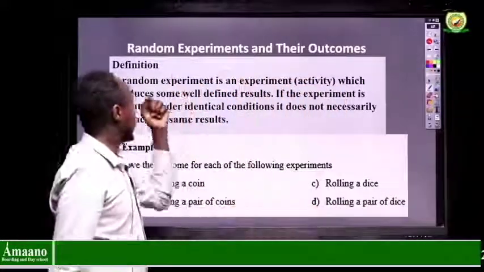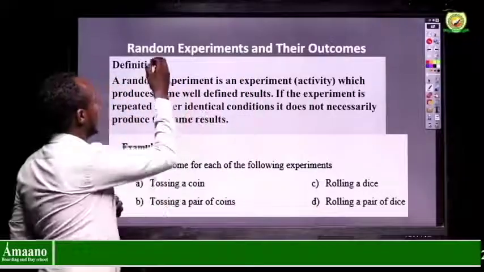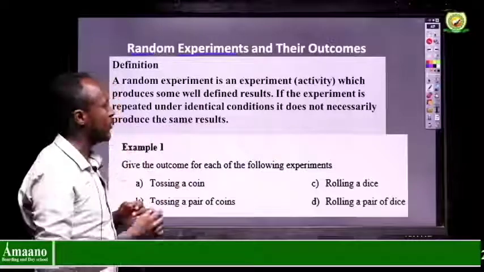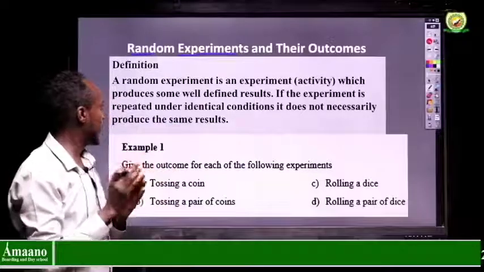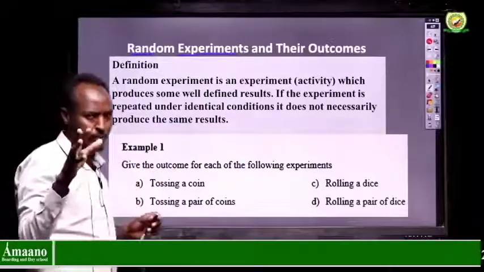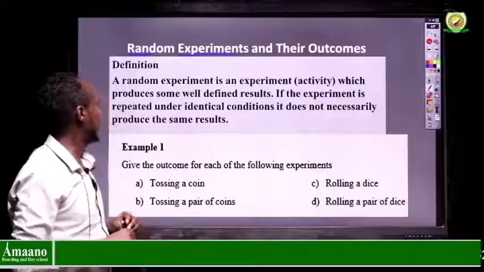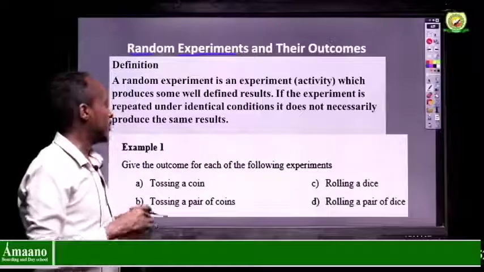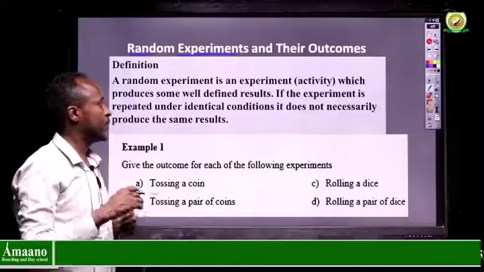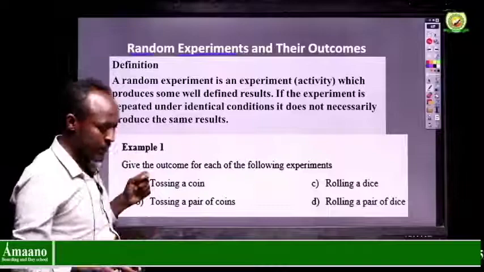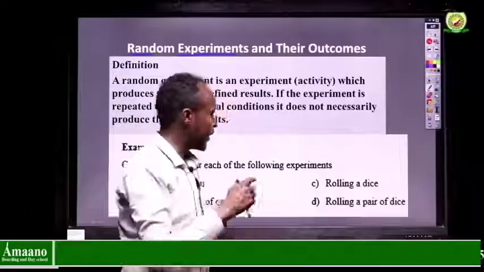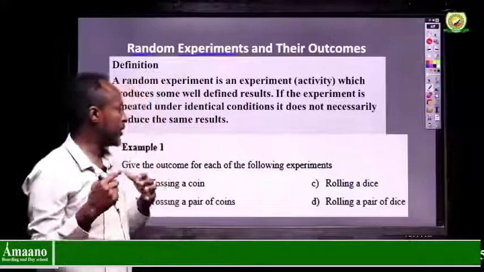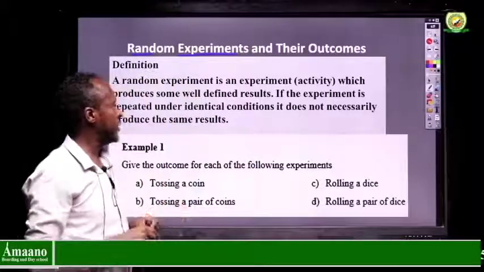Okay. This is the new lesson, random experiments. What are random experiments and their outcomes? How can we find the outcomes of random experiments? This is about the material that we did in Form 3. A random experiment is an experiment or activity which produces some well-defined result. It means that if you are tossing a coin and counting the number of heads and the number of tails that you will get, that is an experiment.